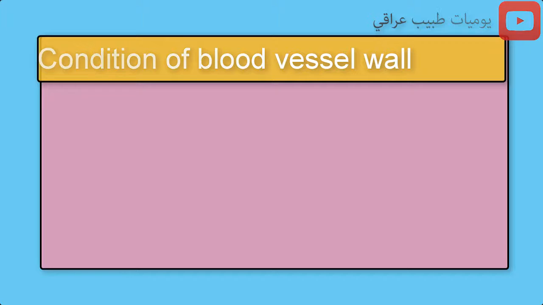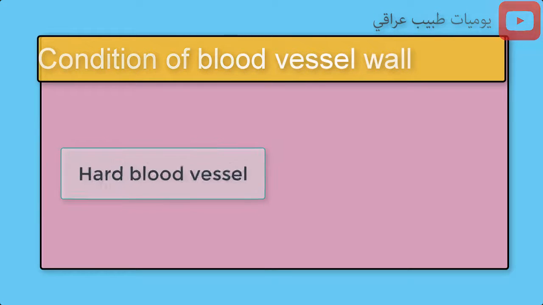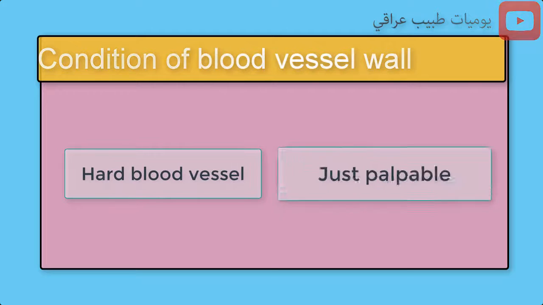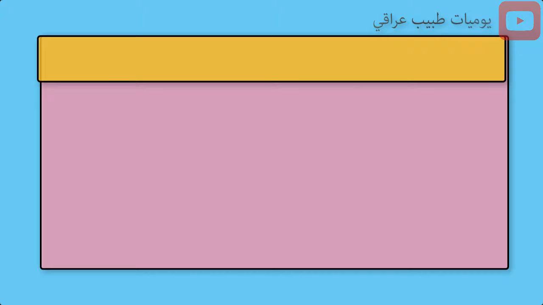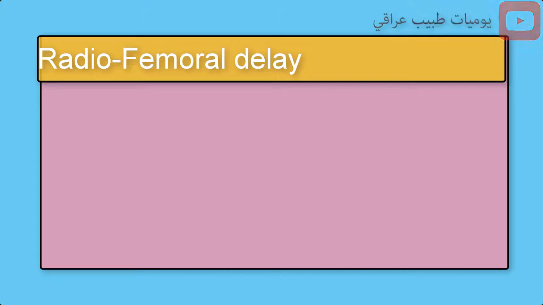Condition of the blood vessel wall. It is either solid, so we call this a hard blood vessel as in atherosclerosis, or it is normal, we will say just palpable. Radiofemoral delay.